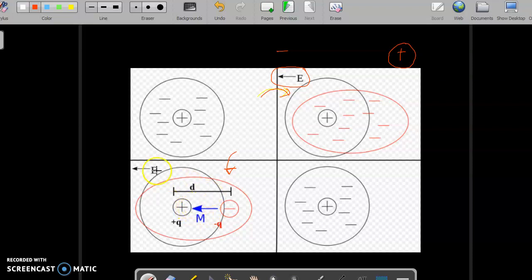Now what will happen if I remove this external electric field? If I remove it, the atom will go back to its normal shape. The orientation changes back to its original form, where the electrons get uniformly distributed over the cloud around the nucleus. So this is the change in orientation of the charged particles because of the external electric field.